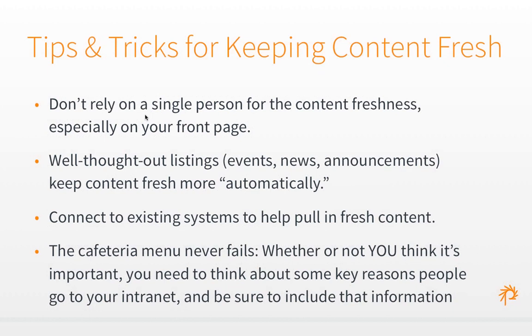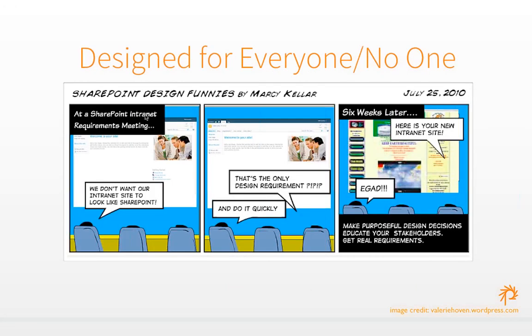And then, of course, the cafeteria menu never fails, a rule of thumb. But it's an important point. Whether or not you think it's important, you need to think about some of the key reasons that people go to your intranet in the first place and be sure to include that information. Certainly doesn't mean you need an entire menu listing from the cafeteria huge on the front page of your intranet. But thinking about why people get there in the first place and what keeps them coming back is a helpful piece of information there. So let's look at design.